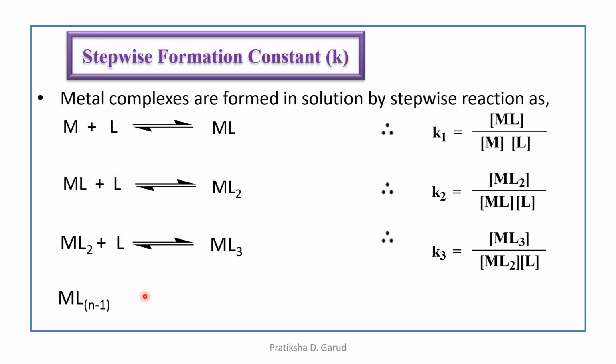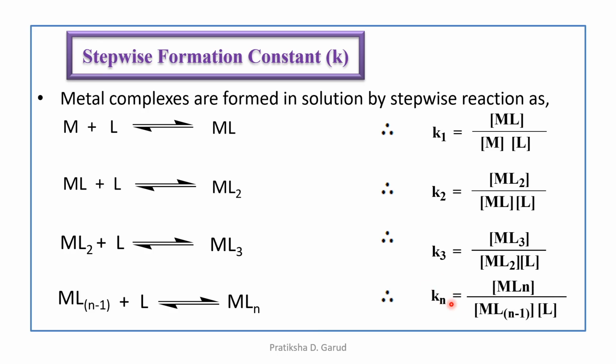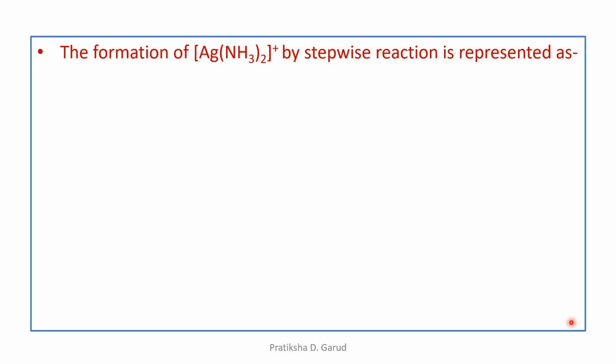In this way, we can add n number of ligands. So it becomes MLn-1 plus L, and hence the product becomes MLn, where n means the maximum number of ligands, and therefore the constant is Kn. Kn equals the concentration of MLn divided by the concentration of the reactants, MLn-1 into the concentration of the ligand. So in this way we have a number of constants, that is K1, K2, K3 up to Kn. So let us take an example.